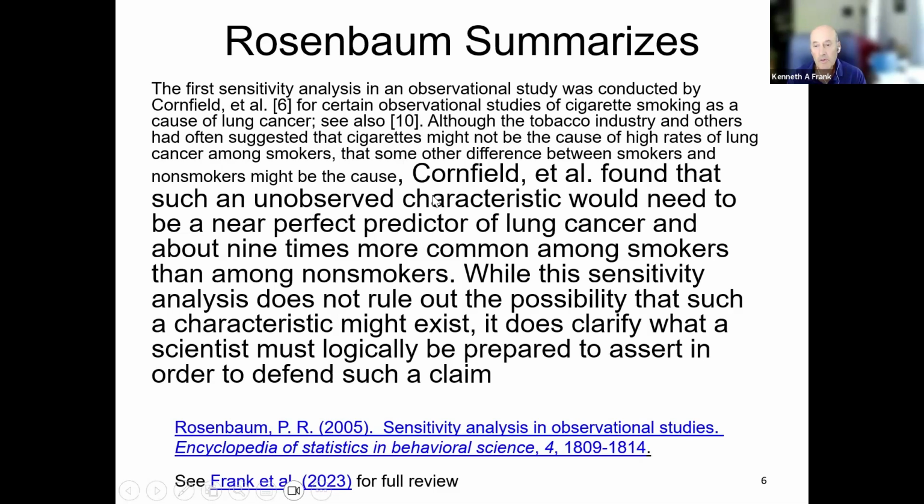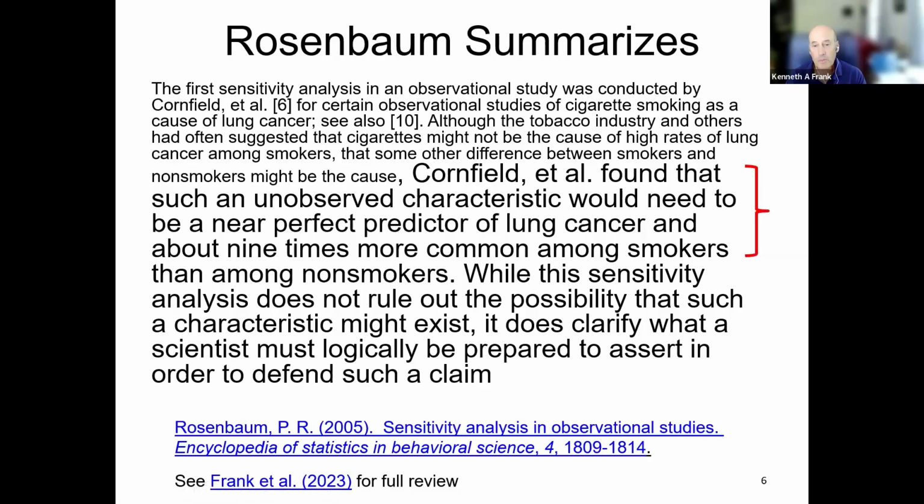And here's Rosenbaum's summary of what Cornfield et al. found. They found that such an unobserved characteristic, Fisher's gene, would need to be a near perfect predictor of lung cancer and about 9 times more common among smokers than among non-smokers. And then they say, while this sensitivity analysis does not rule out the possibility that such a characteristic might exist, it does clarify what a scientist must logically be prepared to assert in order to defend such a claim.